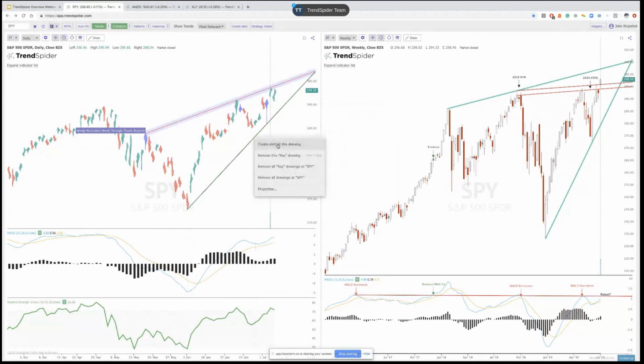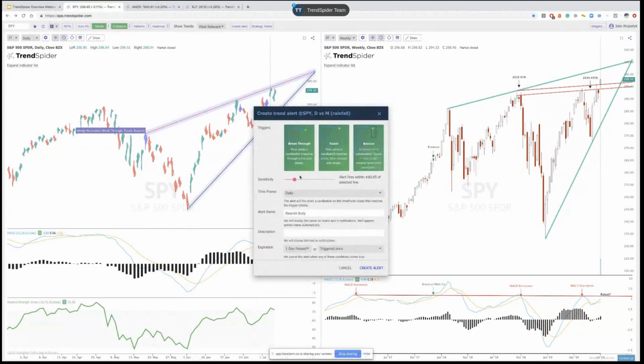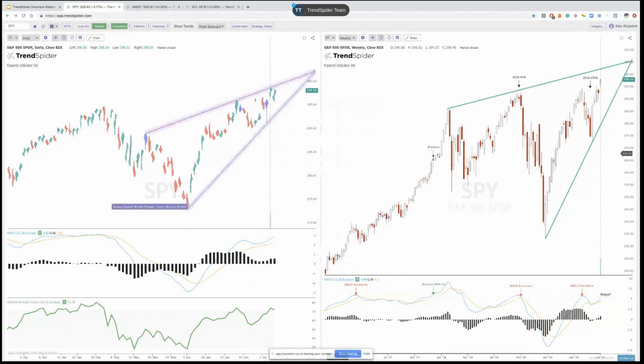I'll do the same thing for the lower part of the wedge here. As I mentioned, I have no idea what's going to happen. If I did, I would probably be living on an island somewhere, but I'm not. So we've got the 10-minute candle here. We've got a possible breakdown, wedge support, and we'll have that expire in 14 days too. Anytime the price action breaks down below any of these, I'll be alerted.